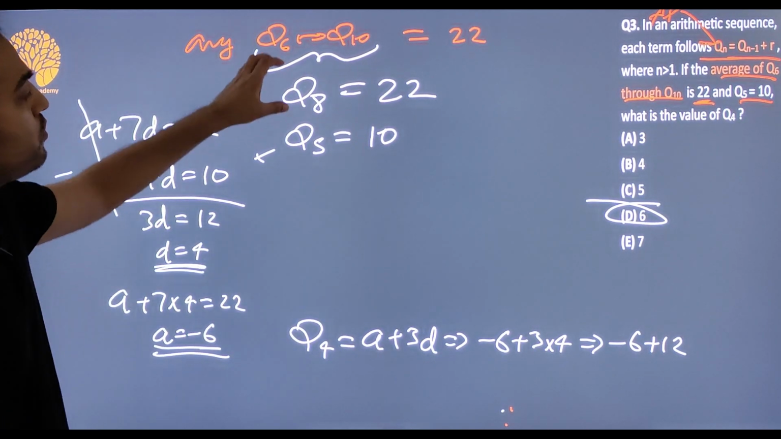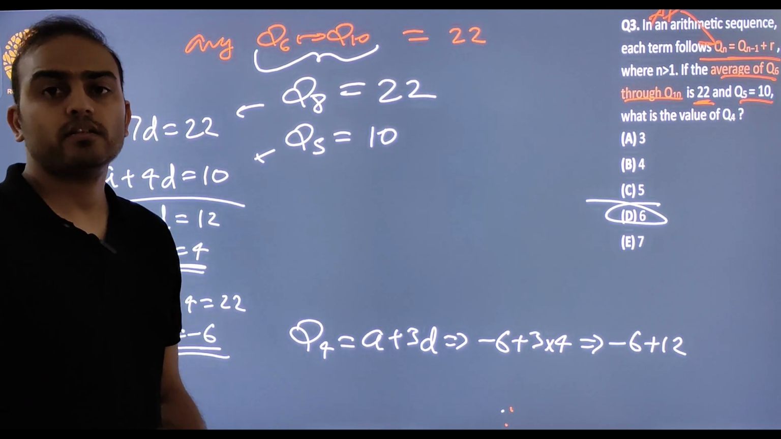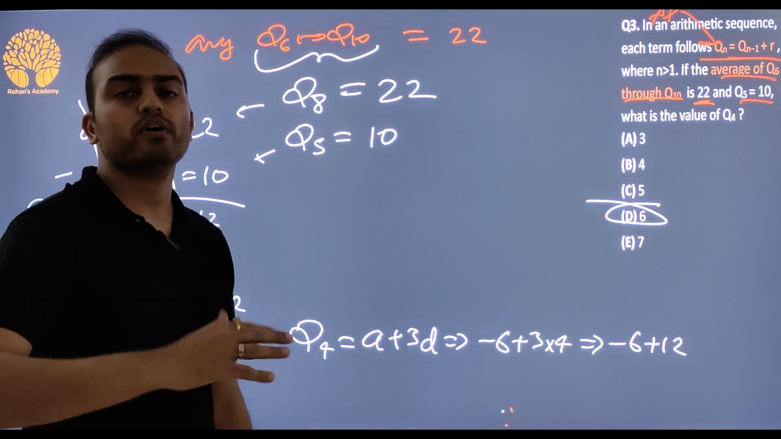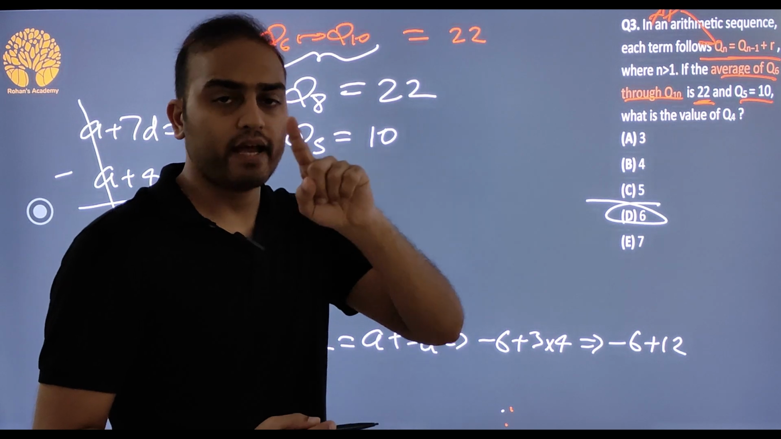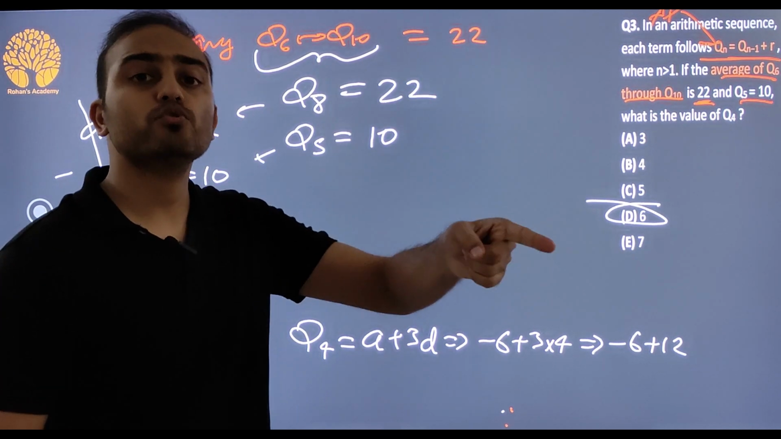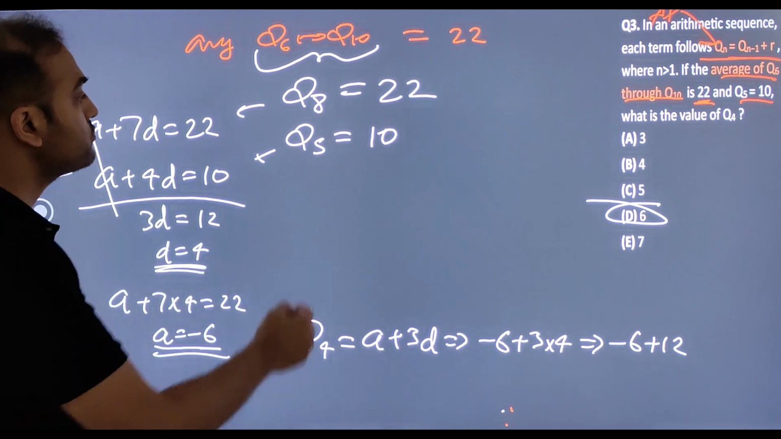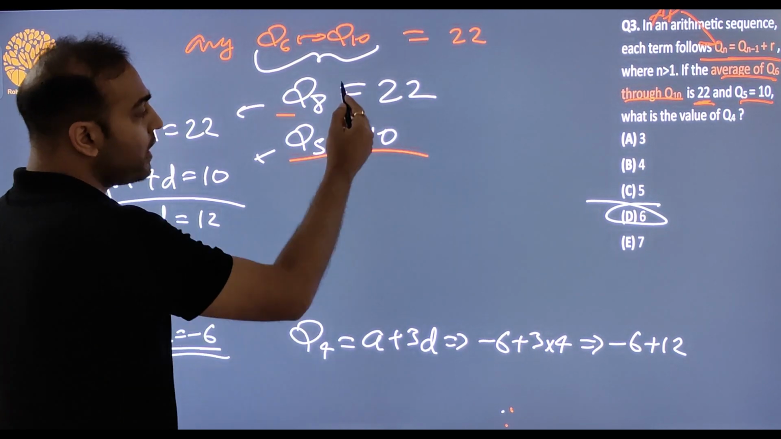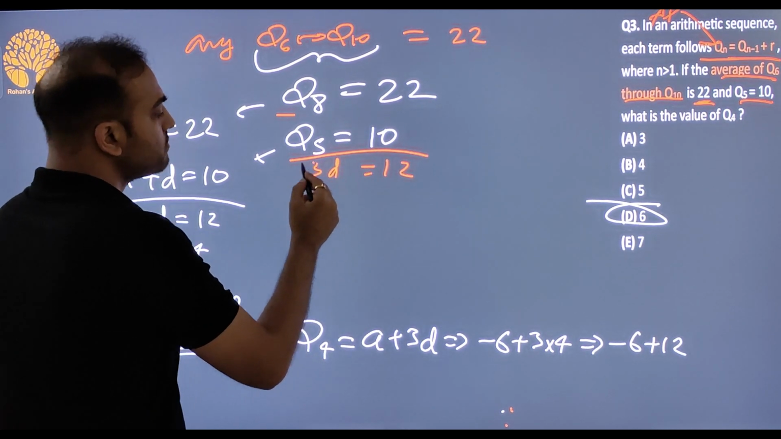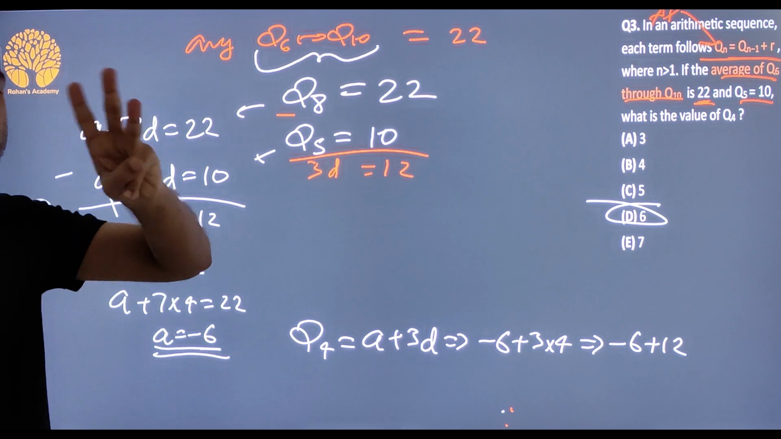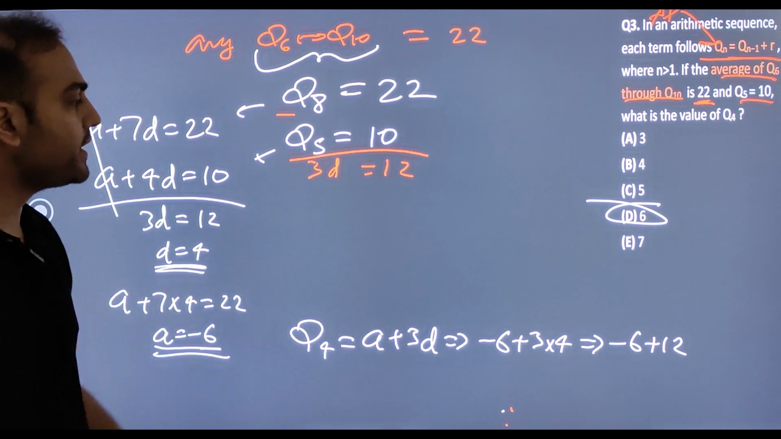You know Q8 and Q5. What is the difference here? 3 terms. How do I go from Q5 to Q6? I add a D. From Q6 to Q7, add another D. Q7 to Q8, add another D. So if I just directly subtract, I know the difference between these two is equivalent to 3D, because Q8 and Q5 are 3 terms away from each other. So the difference will be directly 3D.